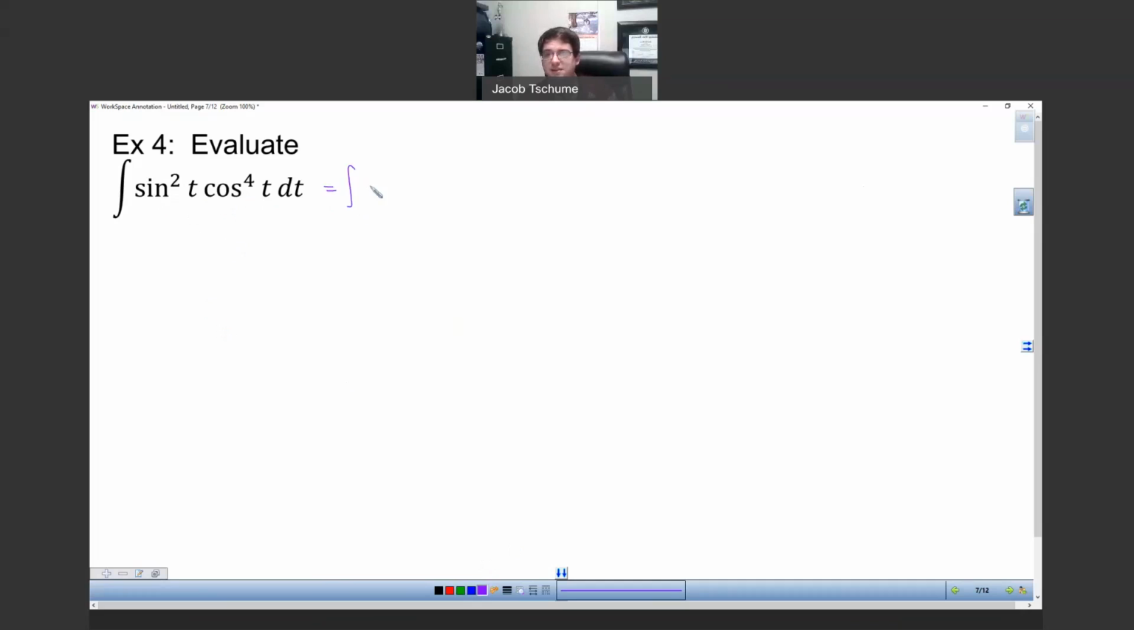But the half angle identities only exist if everything is a sine squared or a cosine squared. So I have to rewrite the cosine to the 4th of x as cosine squared all squared. And now I can substitute my half angle identity in for both of these. So this will be the indefinite integral of the half angle of sine from earlier is 1/2 times 1 minus cosine of 2t times the half angle of cosine is 1/2 times 1 plus cosine of 2t. All of that part needs to be squared.